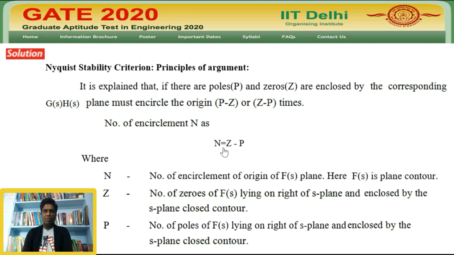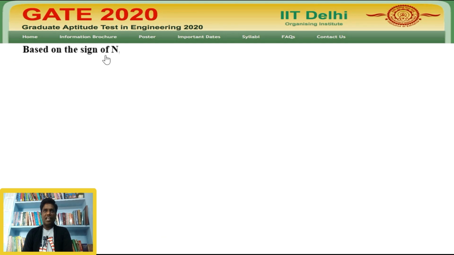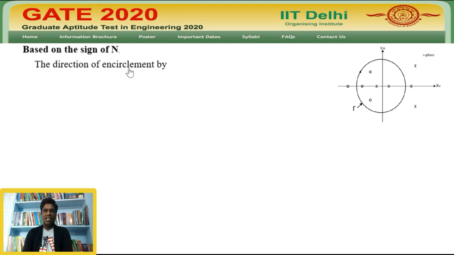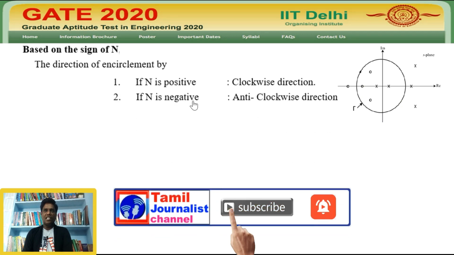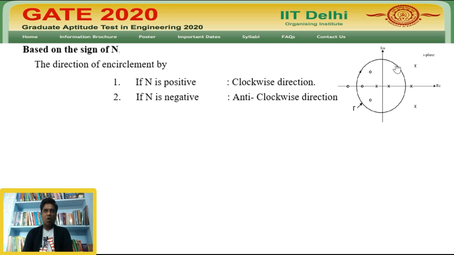From that encirclement formula, based on the sign of the N value, we get the direction of the encirclement. The first one: if N is positive, then the G(s) plane encircles N times in the clockwise direction. The second one: if N is negative, then the G(s) plane encircles N times in the anticlockwise or counterclockwise direction. Third: if N is 0, then there is no encirclement by the G(s) plane.